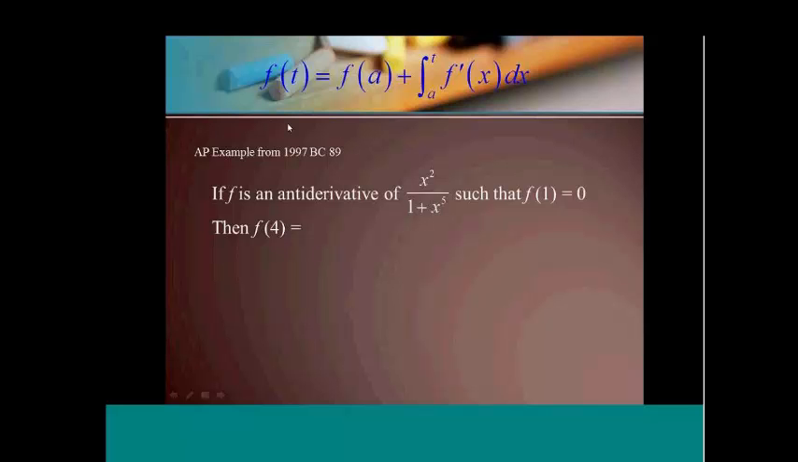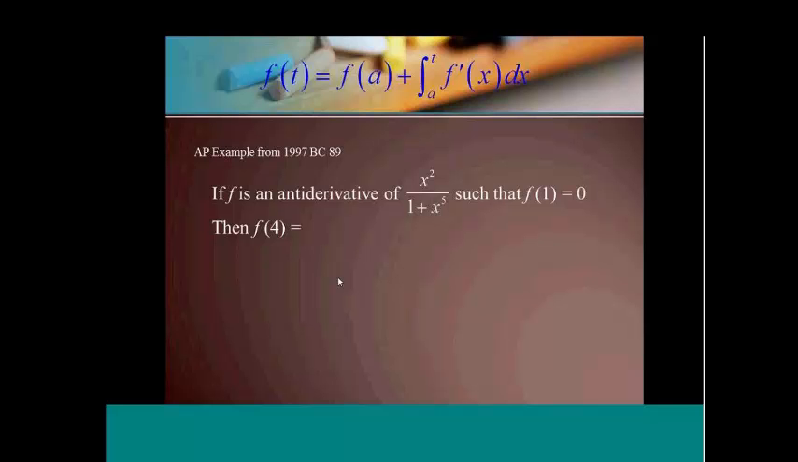Back in 1997, AB 89, they asked this equation, and it confused a lot of people. Teachers called me up and asked, how do you do this problem? It says if f is an antiderivative of this thing, and I don't think anybody's going to find the antiderivative of that without a half an hour's work, and such that f at 1 is 0, then f at 4 is equal to, and they had 5 multiple choice answers.